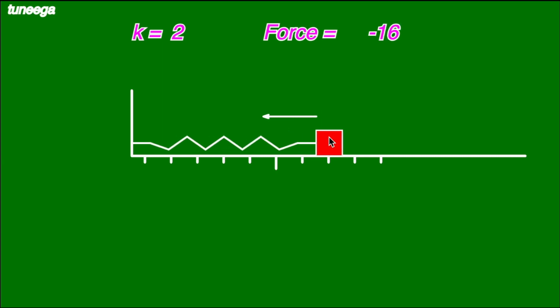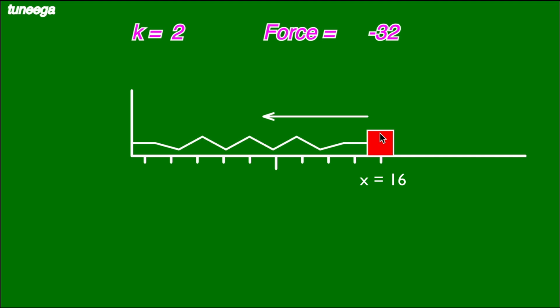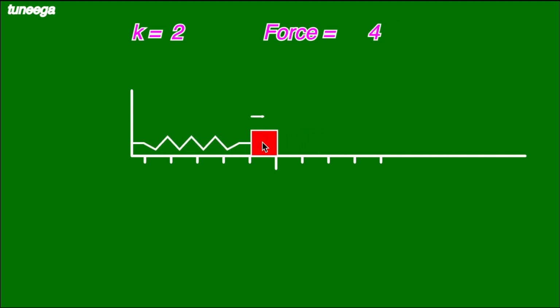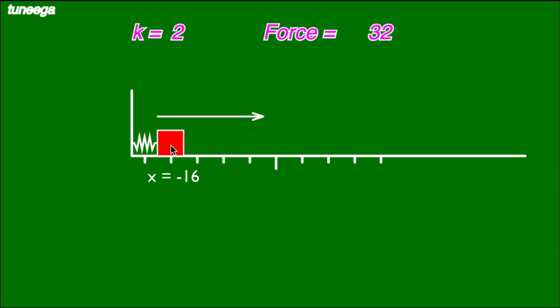When I move the block so that the displacement is 8 centimeters, the force is k times x, 2 times 8, 16 newtons, and the minus sign tells me the force points in the negative x direction. Remember, x is measured positive to the right. And lastly, when I move it to 16 centimeters, the force is minus 32. Let's start compressing the spring now. When I move it to a position of minus 4 centimeters, when x is minus 4, the force is plus 8. When x is equal to minus 16, the force is plus 32.